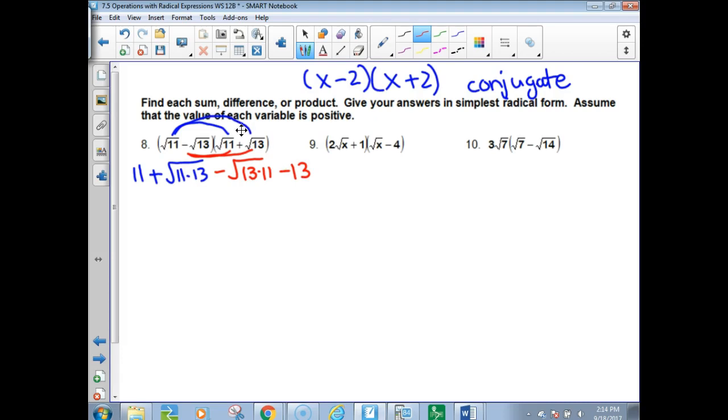Okay, negative times positive is negative. Remember, if you multiply matching numbers, the radical disappears, because that would have been the square root of 121, which is 11, or square root of 169, which is 13. All right, now, what happens in the middle? They're opposites. So all I really got is 11 minus 13, and the answer is negative 2. That whole mess turned out to be just negative 2.